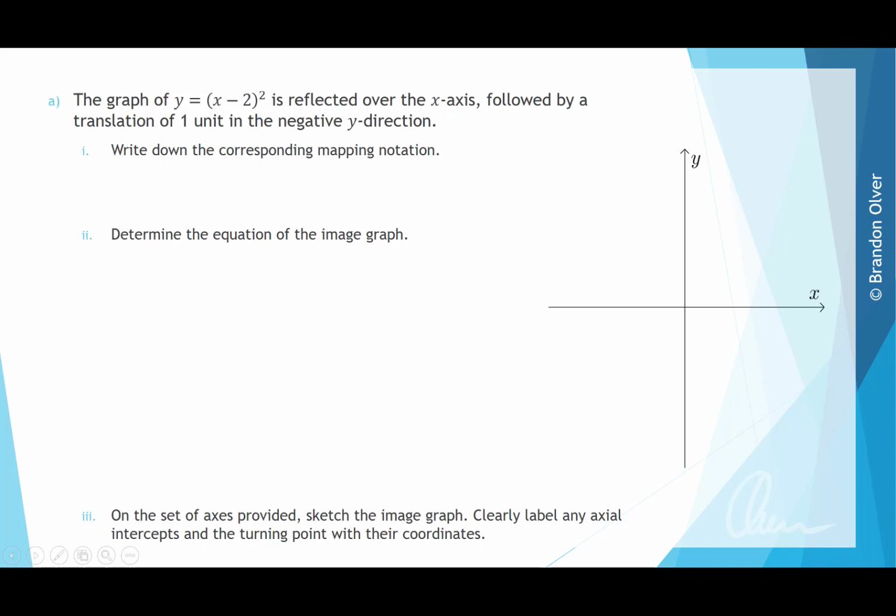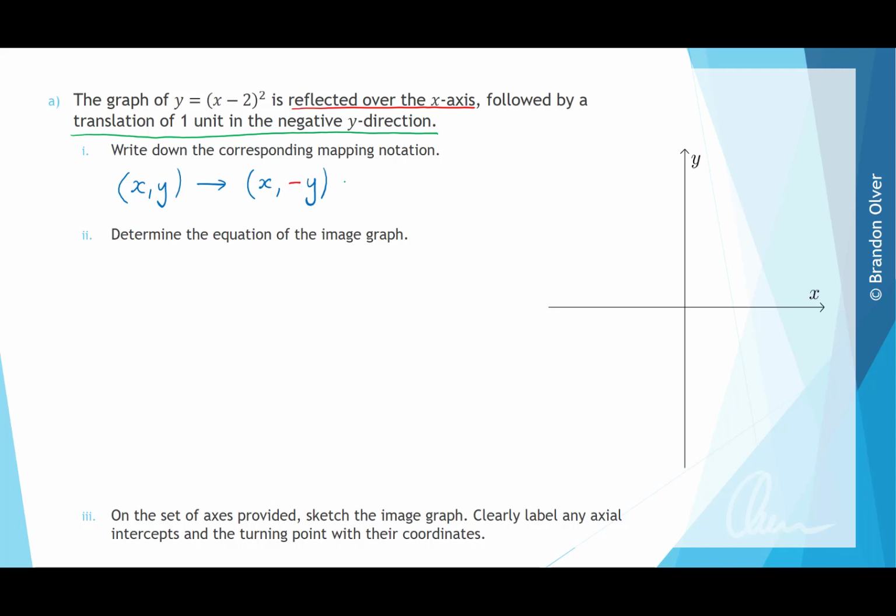The graph of y equals (x − 2)² is reflected over the x-axis, followed by a translation of 1 unit in the negative y direction. For part 1 of this question, we want to write down the corresponding mapping notation for the transformation described in part A. So for this, we're going to have (x, y) mapping to (x, ...), and if we are reflecting over the x-axis, it's the y value that's multiplied by −1, so we'll have −y. So that's our mapping for the first part of the transformation.